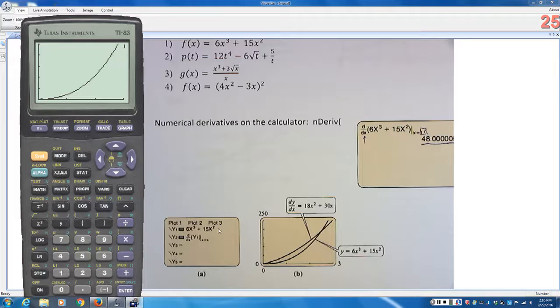So there goes my function. That's the function, which is the 6x cubed plus 15x squared. And then this is my derivative, which is 18x squared plus 30x. And what you can see here is the derivative at this point is positive and increasing because this function at this point has a positive slope, and the slope is increasing very quickly. At about this point, it stops increasing, it starts to slow down increasing a little bit.